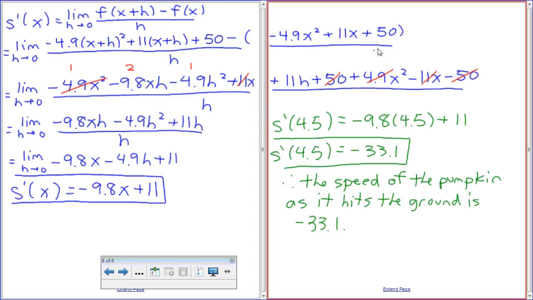Okay, so this is a good application question. The only trick to this one is Cecilia saw it right away. She said, I have to find out when the pumpkin hits the ground. Once you have that, then you sub it in and go from there.